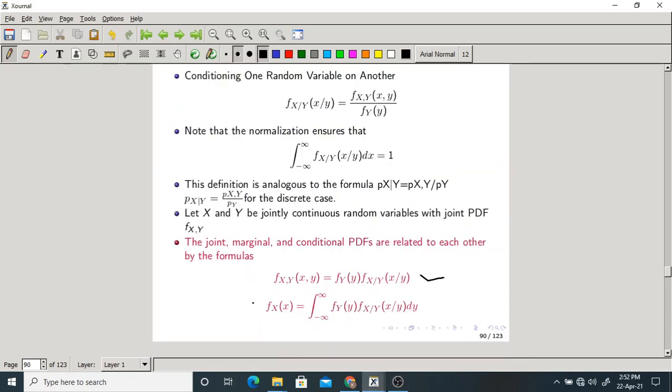Anyway, so this integral just now we have written. This is how you write f_X of x. Okay. Next.